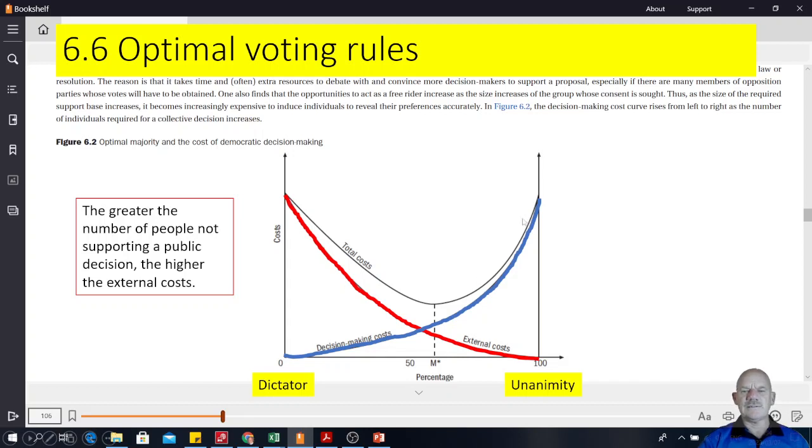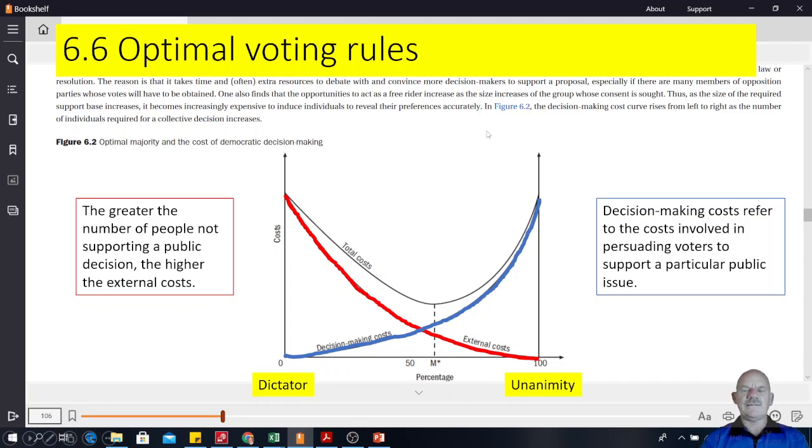So the total cost is the vertical sum of those two. And then there's a certain point where you get an optimal size of a majority. Now, when our Constitution authors wrote the Constitution, for some reason they decided the optimal majority to change the Constitution is 65%. But Buchanan and Tullock also had an optimal majority, and that is where the total decision-making cost, the total voting cost, is minimized.